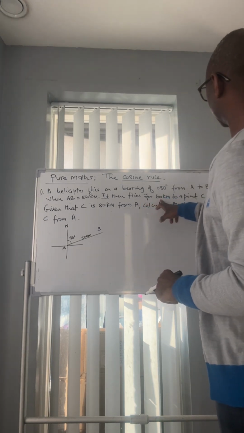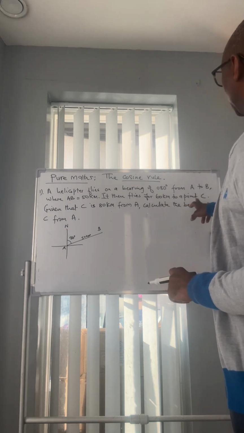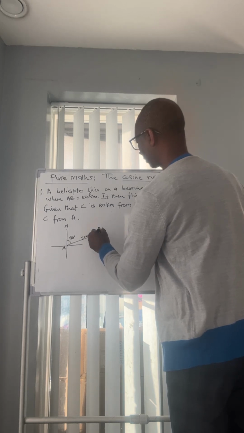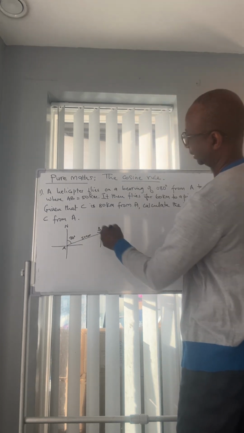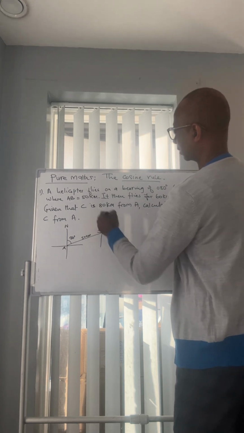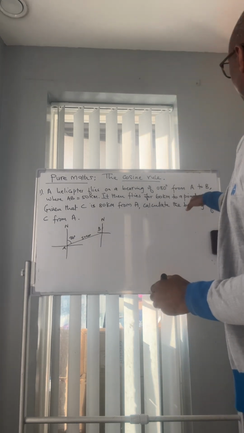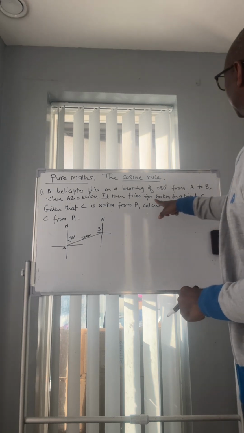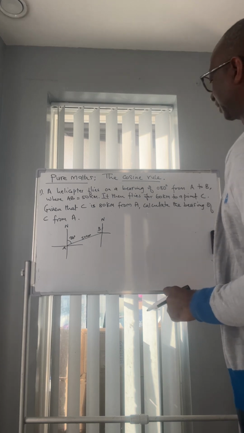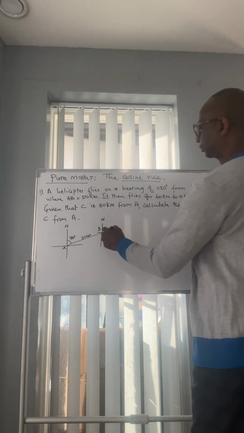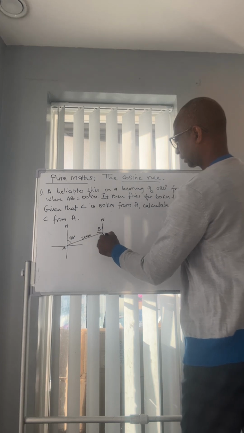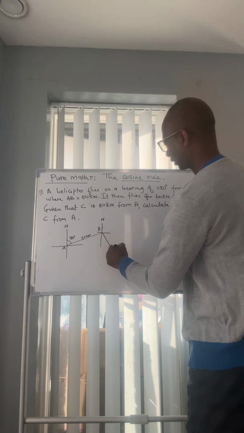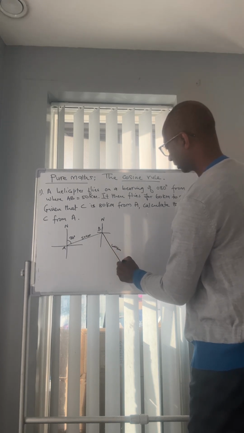It then flies for 60 kilometers to a point C. So when it reaches here, again, this is our north, it changes direction and flies for 60 kilometers to a point C. So 60 kilometers to a point C.